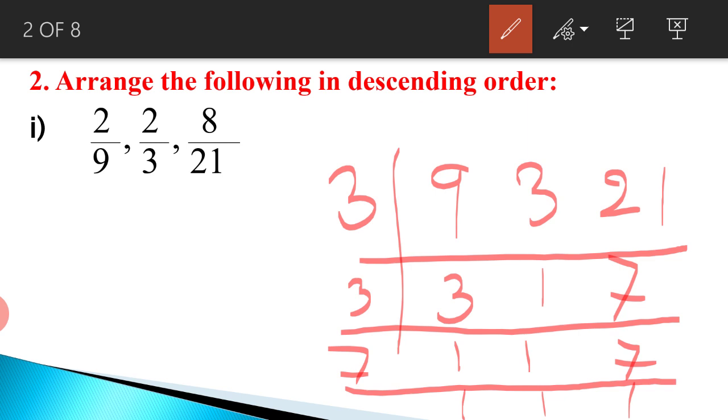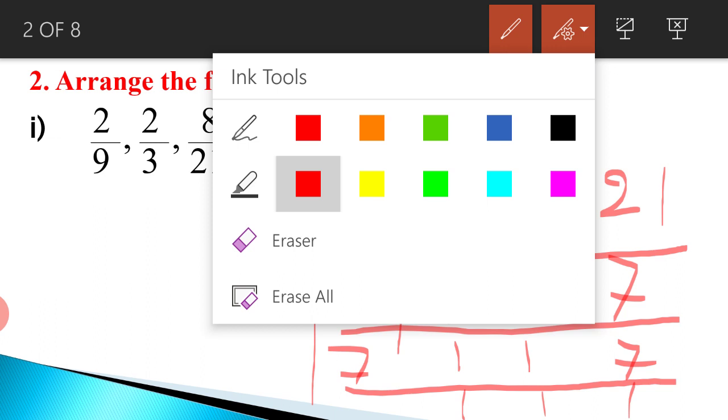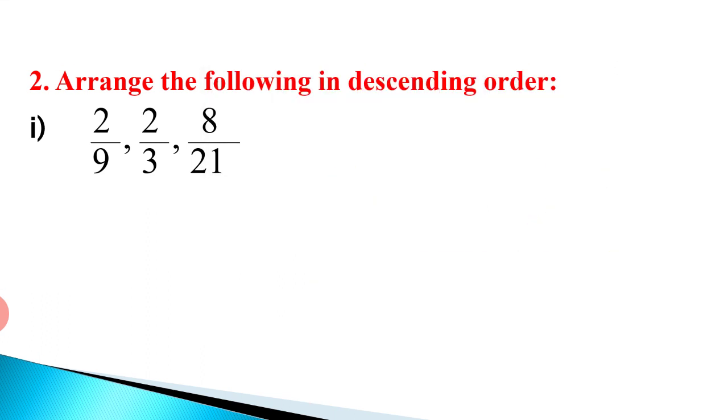So what is LCM here? LCM here is 3 into 3 into 7. So 3 3s are 9, 9 7s are 63. So what is the LCM here, children? It is 63. Isn't it? So this method you can show in rough column. Those who can write orally the LCM, it is allowed. Okay. So LCM of 9, 3 and 21 is 63.